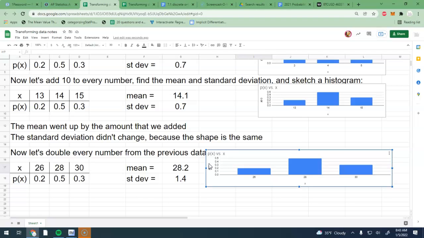So that's the idea. When I multiply everything in a data set, you've got to multiply the mean and you've got to multiply the standard deviation. So if you multiply, both things change. If you add, only the mean changes.